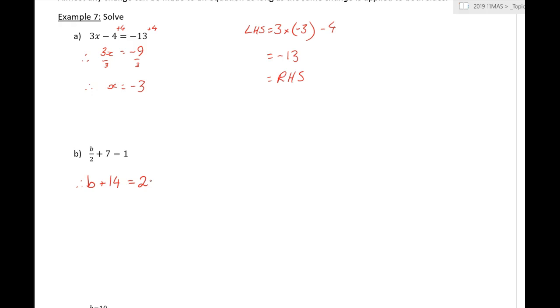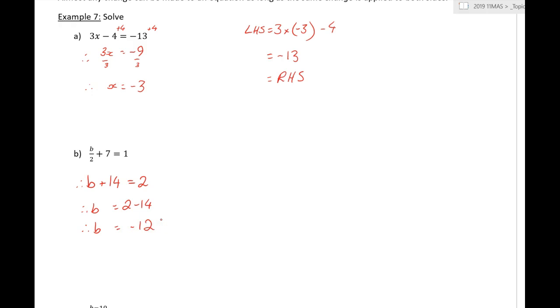In fact, that's looking pretty nice, because what I'm going to do now is subtract 14 from both sides, or if you like, move this 14 to the other side and make it a negative. I'm going to subtract 14 from both sides, and I'm going to end up with my solution. Therefore, b equals 2 minus 14. Therefore, b equals negative 12. Oh, yeah, that's pretty good.